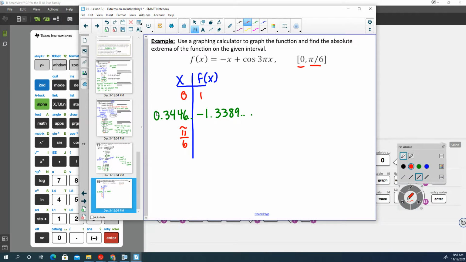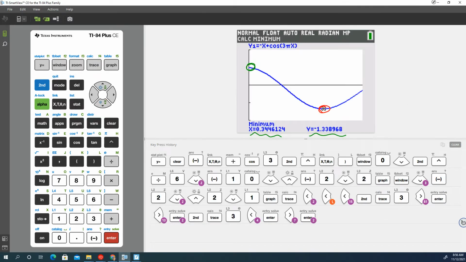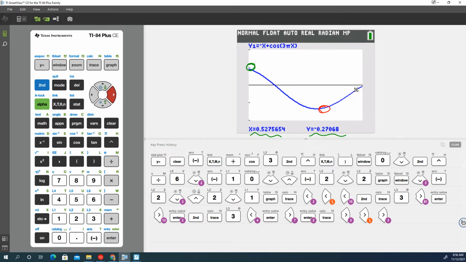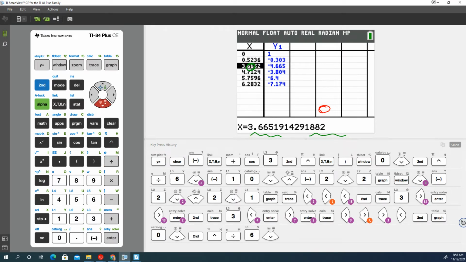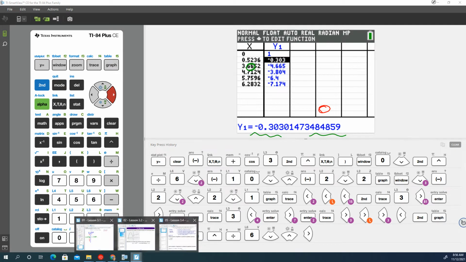Now I can tell from my graphing calculator that my right endpoint is not an absolute extrema here, but for sake of filling out our table, we can toggle over there and see what we are at pi over 6 at our endpoint. Or, even better, you can go to your table and type in that 0 endpoint, and pi over 6 if you want to know exactly what it is at pi over 6. I have about negative 0.3030 for that endpoint.